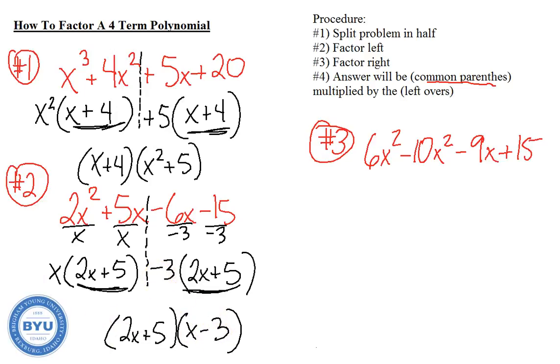Looks like I have a typo in this problem. Hopefully that didn't mess you up. I apologize. It should be 6x cubed minus 10x squared minus 9x plus 15. Let's give it a shot.